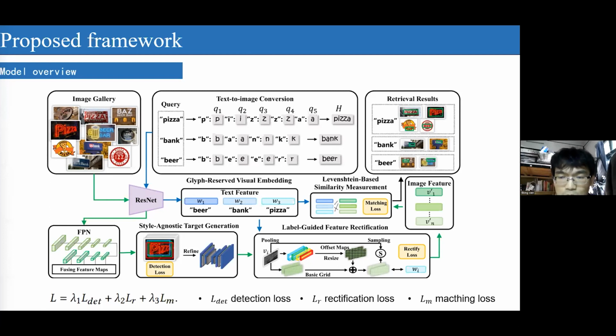These modules are jointly trained in an end-to-end manner, and the parameters are optimized with three losses. The detection loss measures the detected candidates against the ground truth, and the recertification loss measures how well the syntax features are aligned. The matching loss measures the difference between the feature-wise cosine distance and the text-wise edit distance.